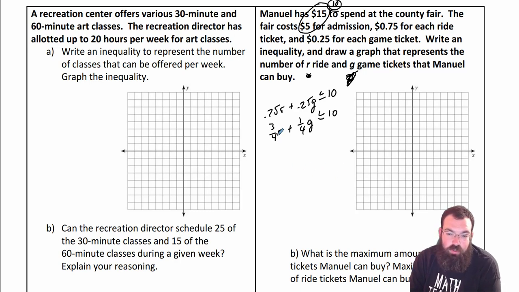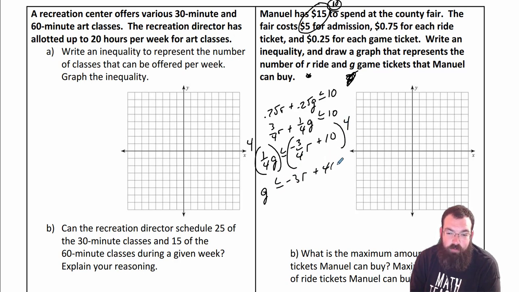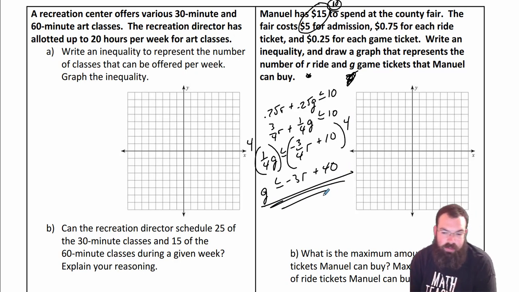Okay? So let's bring over the R. So I get 1/4 of G less than or equal to negative 3/4 R plus 10. I got to multiply everything by 4 to get rid of that. So this is now G less than or equal to negative 3R plus 40. All right, the 4s cancel, and then I got to distribute that 4 through and so on. This is your inequality that we got to graph.